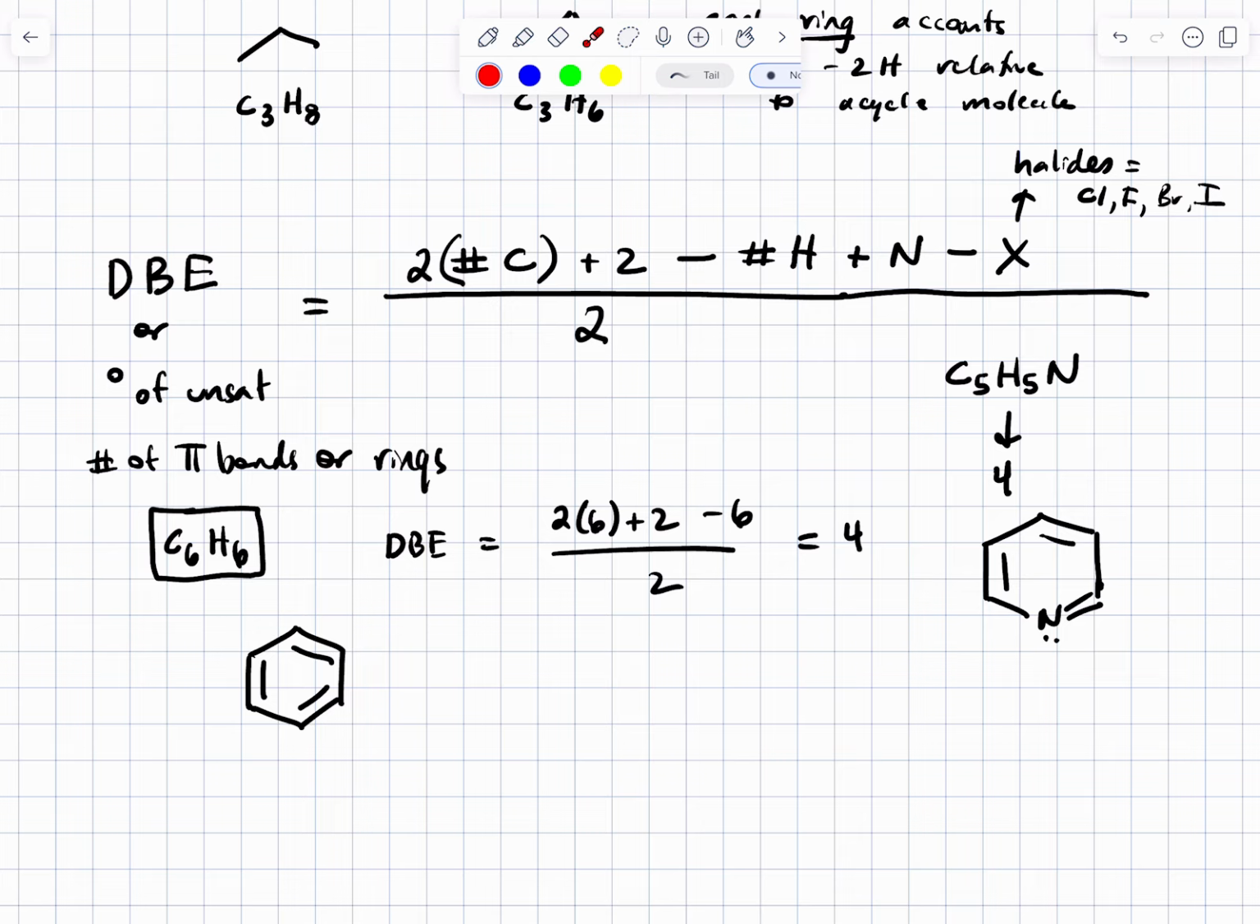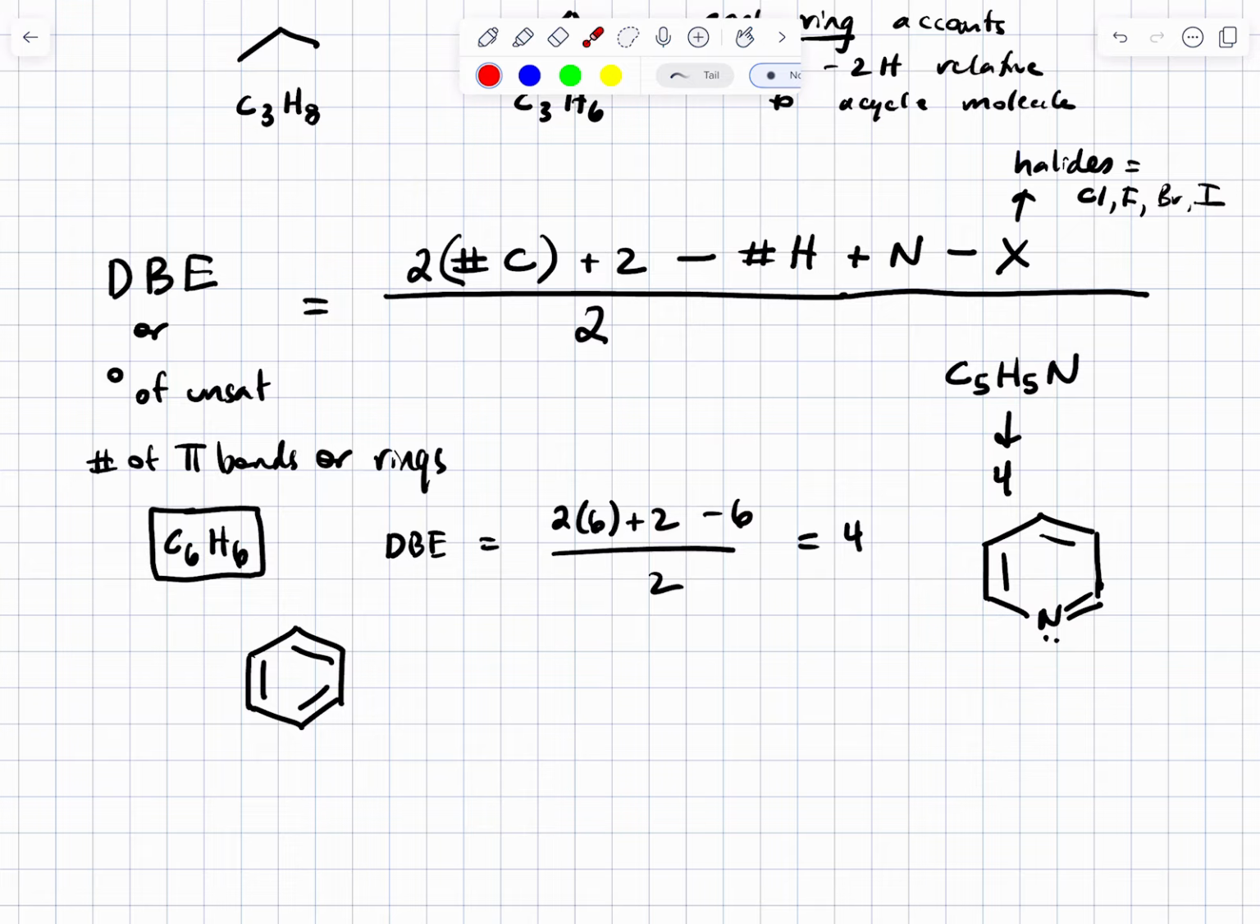And it turns out that is the only way you can draw a structure that has the formula C6H6. And if you didn't know that, at least calculating the double bond equivalents would give you some ideas of what the structure of the molecule would be.